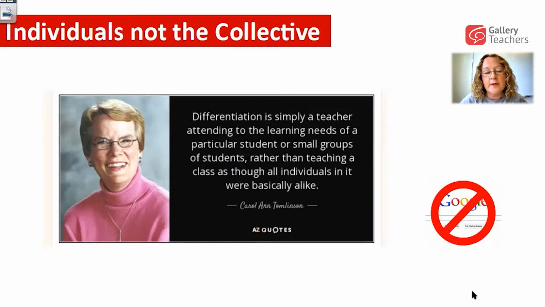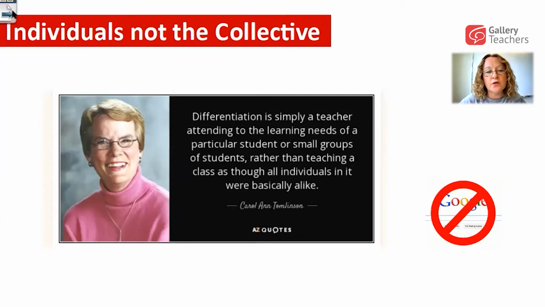So Carol Ann Tomlinson has written a lot of really good things about how to differentiate, and she was doing this before the term differentiation was coined. But the key thing is this: responding to the needs of a particular student or small groups of students. So it's the individuals and not the collection, not our whole class.